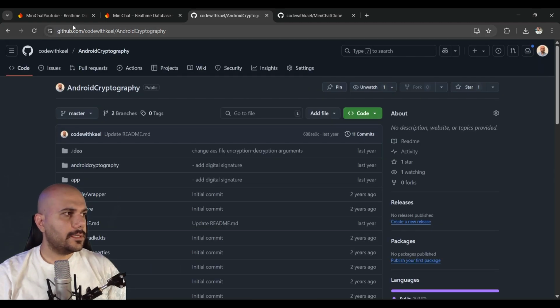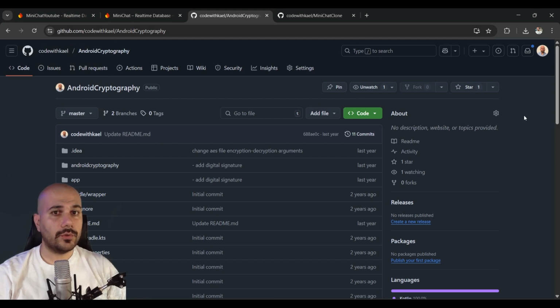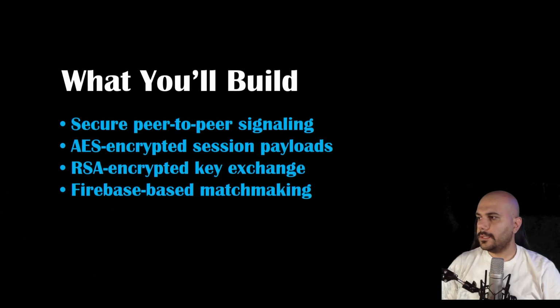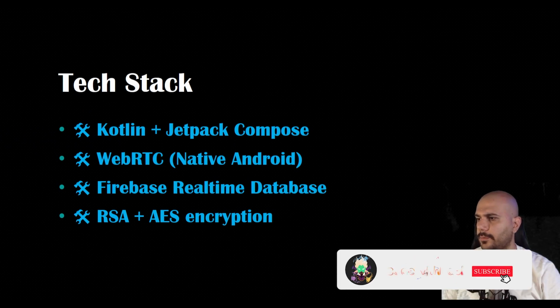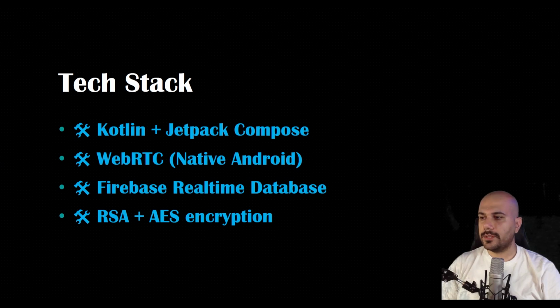So let's dive into the slides and do a review of what we are going to do. What you will build is a secure peer-to-peer signaling system, with AES encrypted session payloads, RSA encrypted key exchange and Firebase matchmaking. So far we have done the matchmaking and peer-to-peer signaling. In this course we will just add secure signaling to this library. And of course we are going to use Kotlin and Jetpack Compose, WebRTC native Android, Firebase for signaling, and RSA and AES encryption, or asymmetric and symmetric encryption, of course.